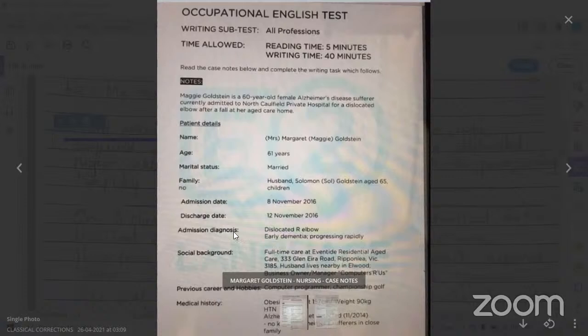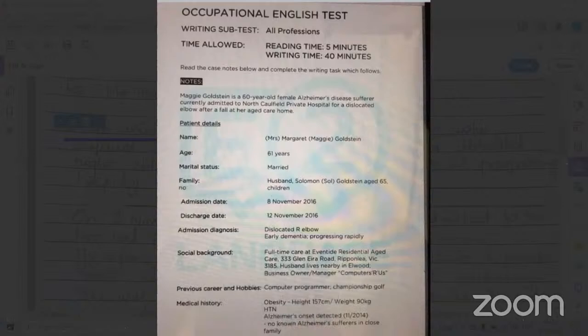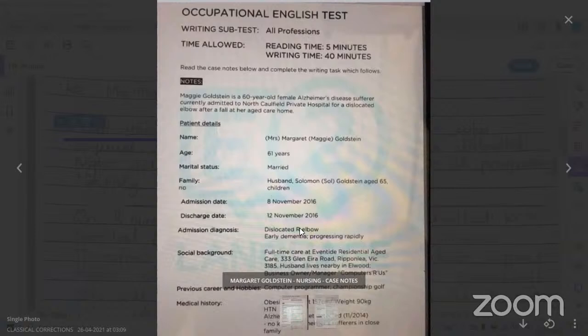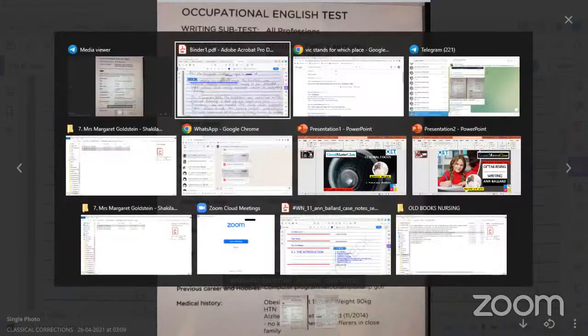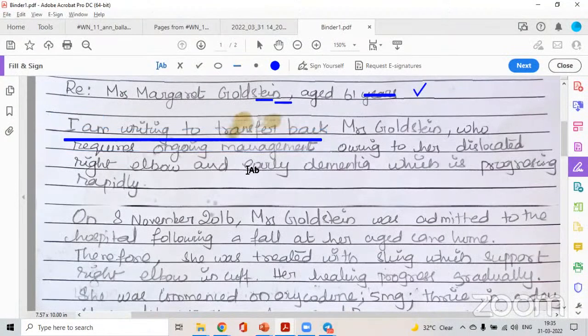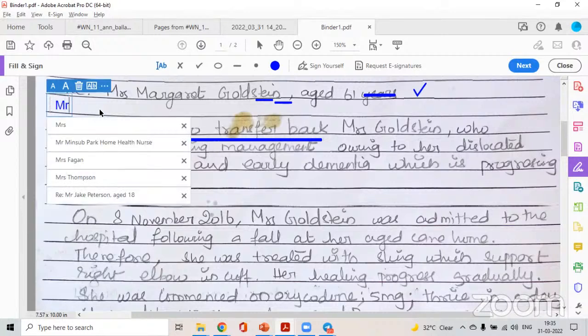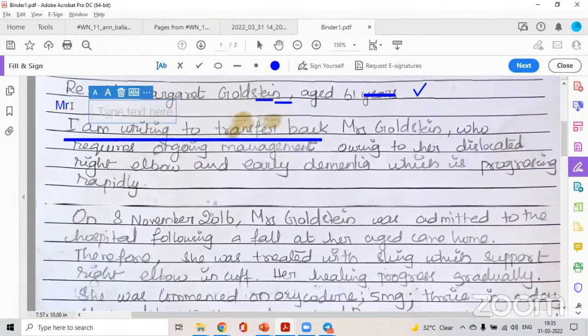Admission diagnosis. Diagnosed with dislocated right elbow and early dementia. So, which is more important? Write that one. Dislocated right elbow. So, that is why he was admitted. So you can write that one. Now, why do you want to write all these things? Be clear enough. Mrs.